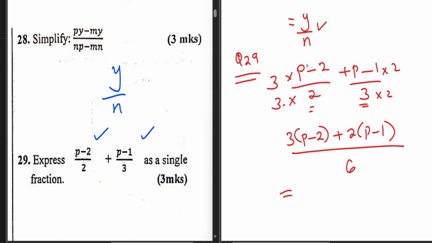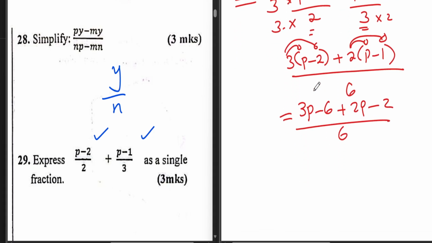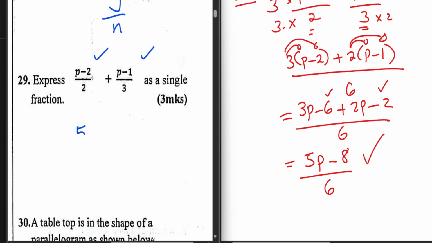So 3 times p and 3 times negative 2 gives you 3p minus 6, and the other one, 2 times p gives you 2p. 2 times negative 1 gives you negative 2, over 6. Now 3p plus 2p is 5p, minus 6 minus 2, wadaiwa 6, wadaiwa 2, is going to give you minus 8 over 6. That's your final answer. Was it hard? Nope.